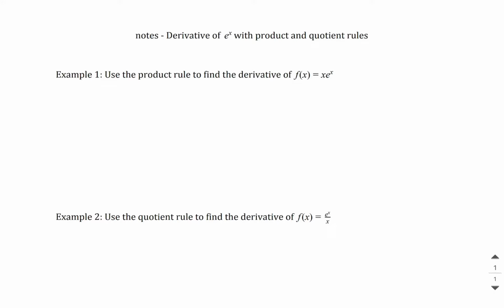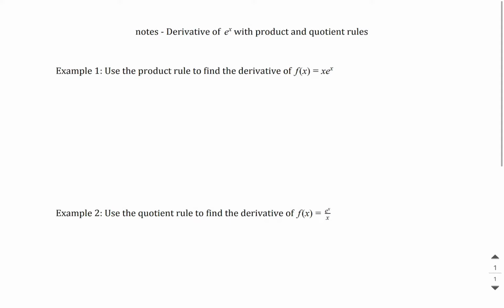All right, so the next thing with the derivative of e to the x is also going to be applying it with the product and the quotient rules. So for the first example, we'll take a look at applying it with the product rule. We want to use the product rule to find the derivative of f of x is equal to x times e to the x power.